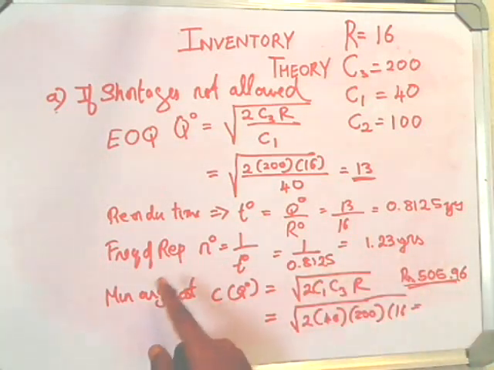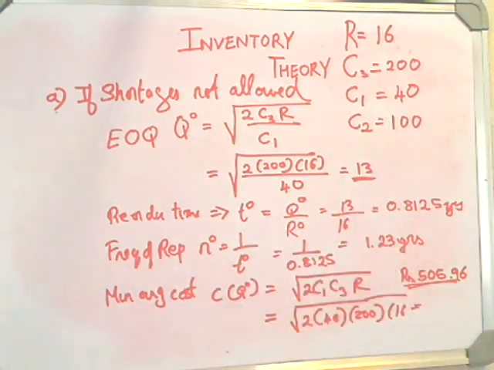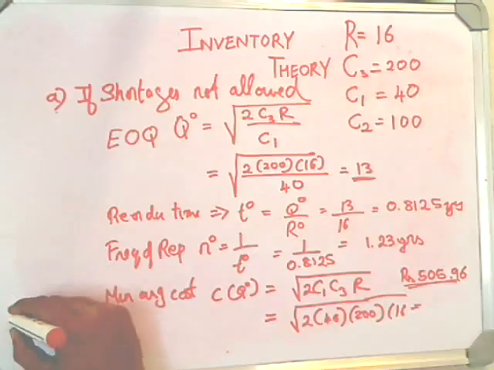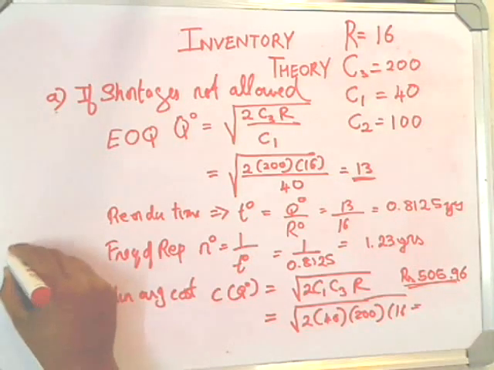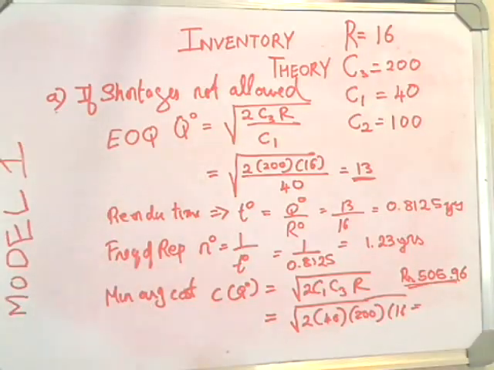8.8125 years, sorry. Frequency of the replenishment, that is how often do you have to get this 13 the quantity back into your stock regularly. Minimum average cost, how much does it cost you for placing this order? That would be 505.96. Now this happens to be the formula that you would use in case it is model 1. This would be something that you would be using in case it is model 1.